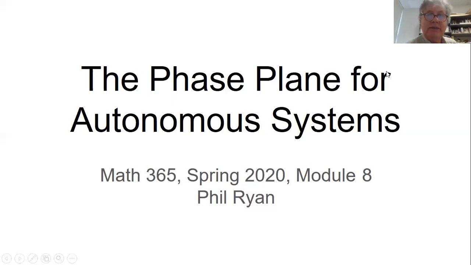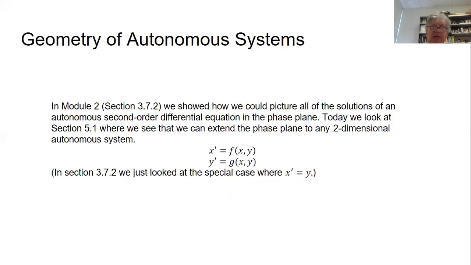Okay, let's start off chapter 5 then, where we're looking at the geometry of autonomous systems. Today we're going to look at the phase plane of autonomous systems. You recall back in module 2, when we did section 3.7.2, we talked about the phase plane for autonomous second order differential equations. What we want to do today is just generalize that to two-dimensional autonomous systems, and we can do that fairly straightforwardly.